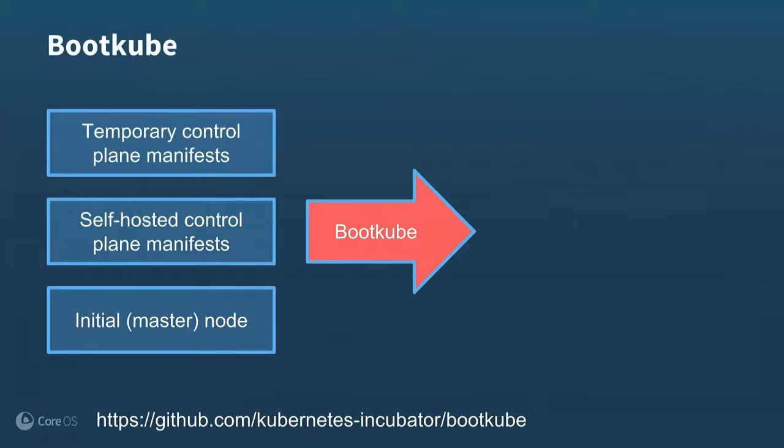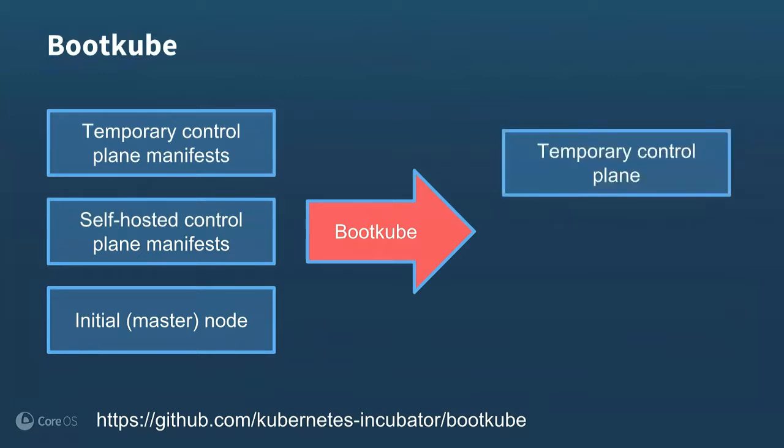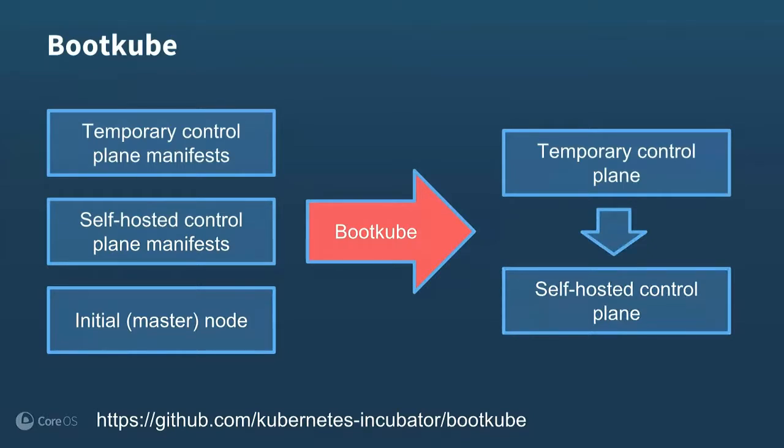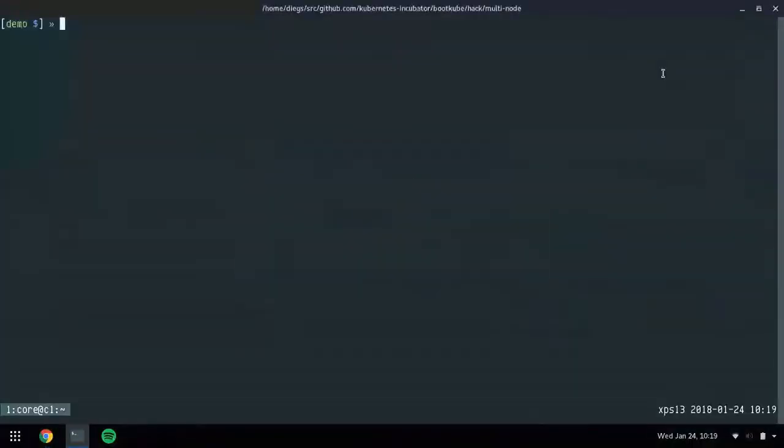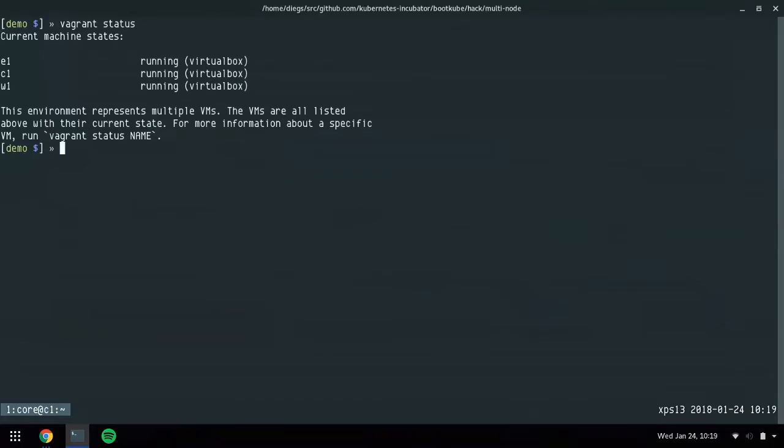The bootkube project takes these as inputs. It launches a temporary control plane on that master node, and then it uses that to create a self-hosted control plane, which then takes over. So I'll actually launch a control plane now and demo for you. On my machine here, I have 3 nodes running as VMs. We have an etcd node, C1 is our master node, and then W1 is our worker node.